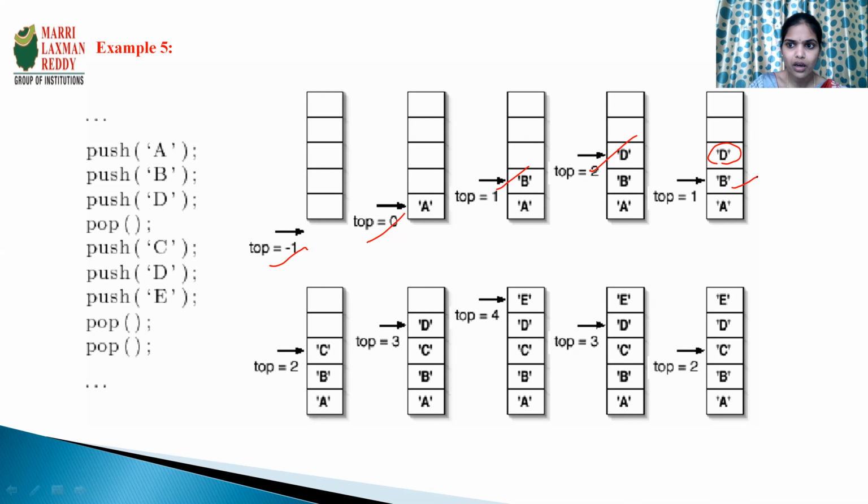Again, when I perform push operation, see here, push A, push B, push D. When I say pop, D gets deleted, removed. Again, push C, C got inserted and top is incremented. Push D, D got inserted and top is at 3. If I say push E, E got inserted and top is at 4. If I say pop, the last inserted element, that is E, gets deleted and top is moved to the 3rd location. Again, if I say pop, D gets deleted and top is moved to 2.